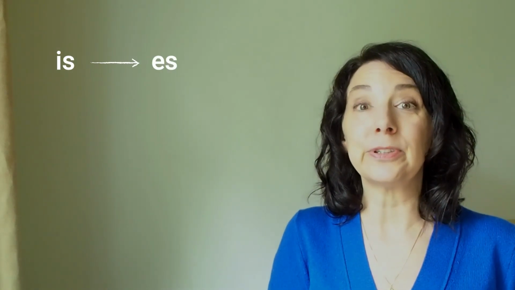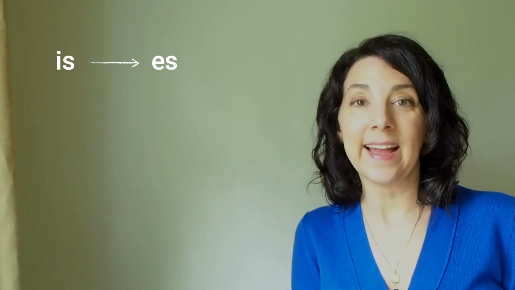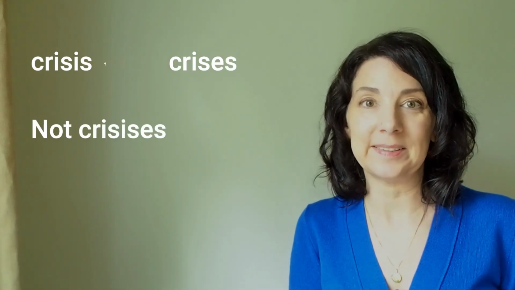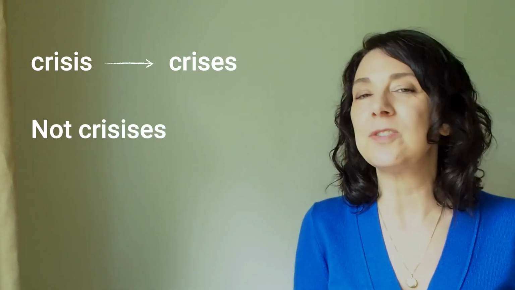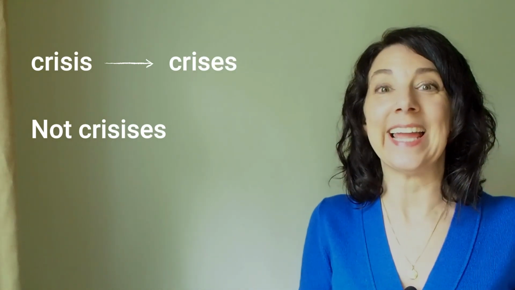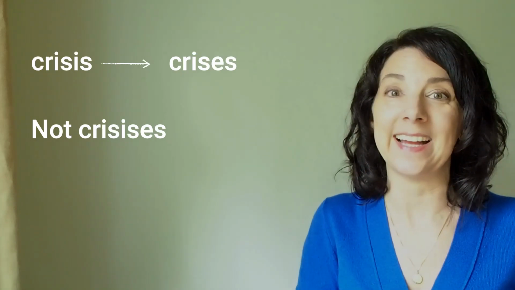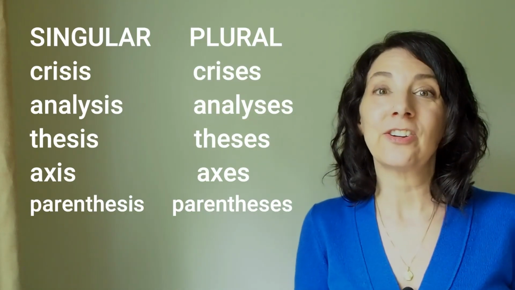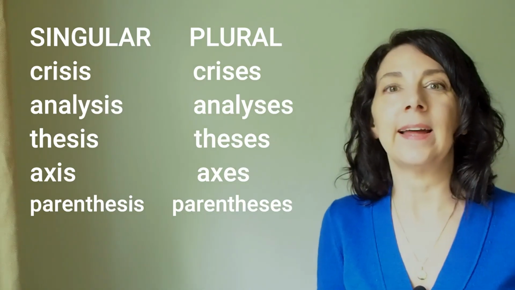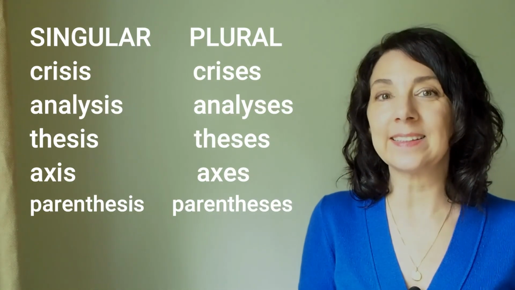So the first group that you should know is if the noun ends in is, to make it plural, you change is to es. In other words, you don't just add es to the end of the word. You actually have to change is to es. For example, crisis, crises. Analysis, analyses.